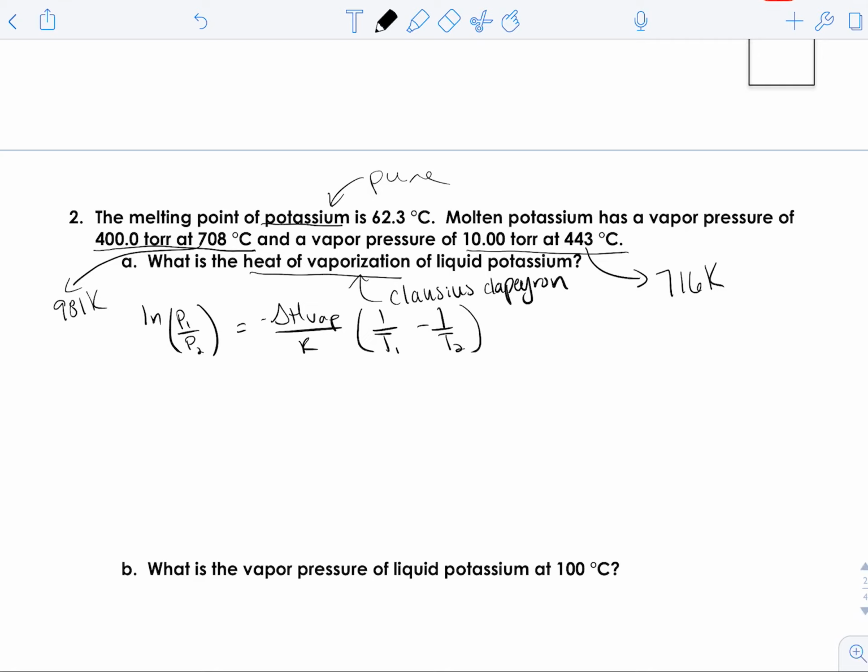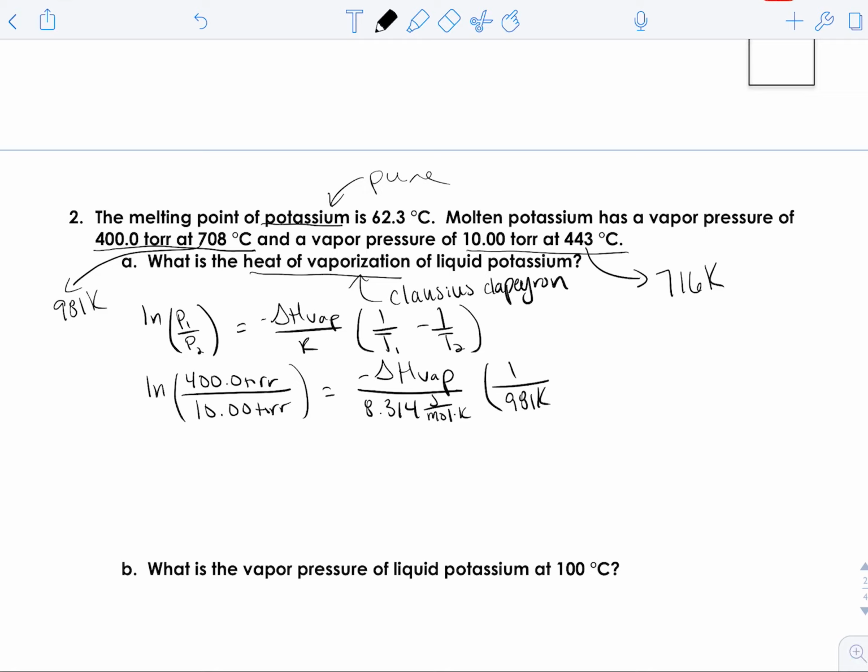So we're just going to plug all that in. So ln of P1, 400 torr, over P2, 10 torr, equals negative delta H vap divided by R, 8.314 joules per mole Kelvin, times 1 over T1, 981, minus 1 over 716.